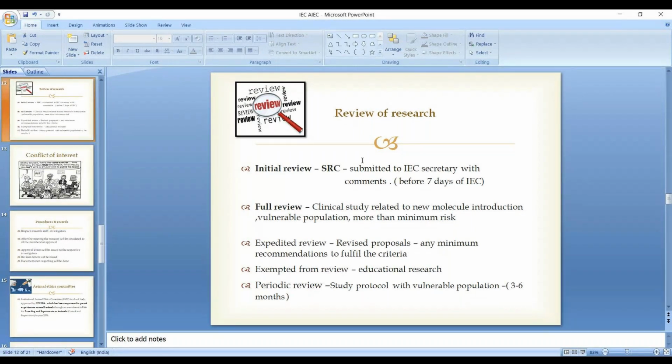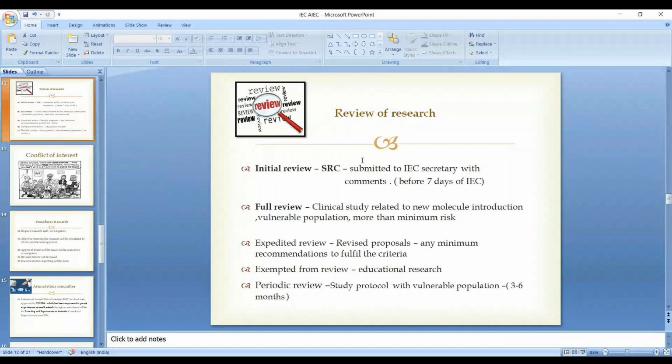And the last is periodic review. I have already discussed this. When studies related to vulnerable population are there, more than minimum risk things are there, or new molecule introduction is there, in that case the periodic review should be taken. And the periodicity of this review should be 3 to 6 months.